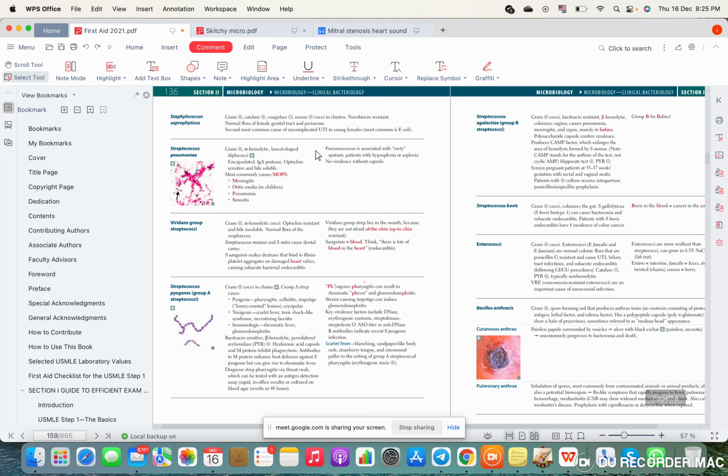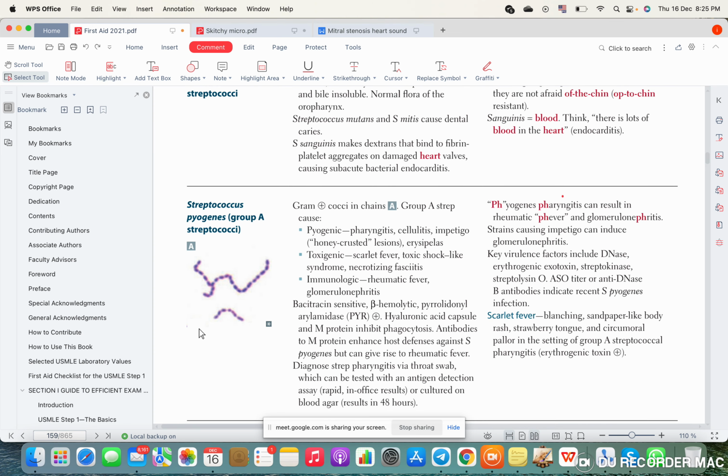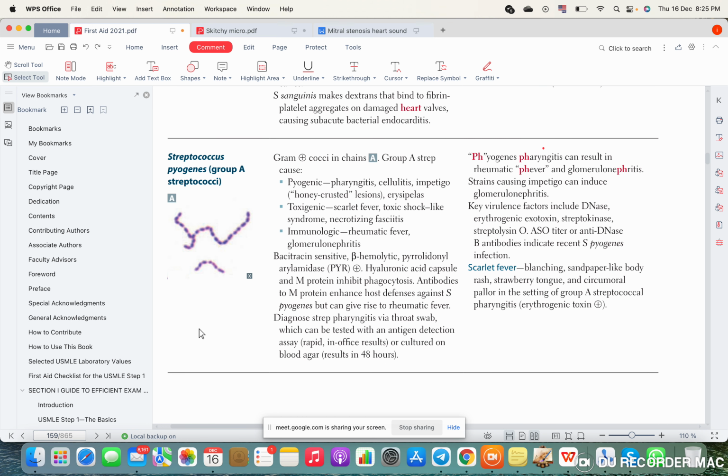Okay, so now we are going to speak about Streptococcus pyogenes, also called the group A strep. So first things first, is it catalase positive or negative?